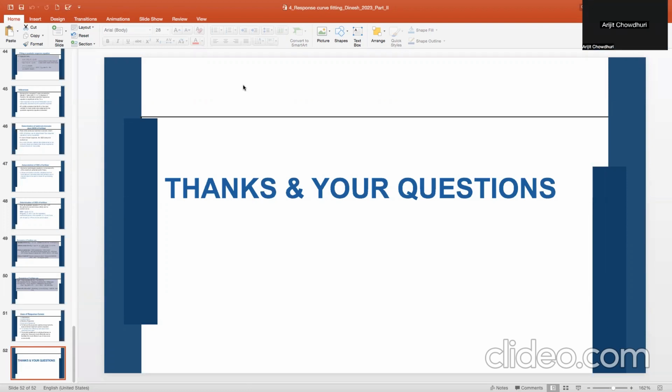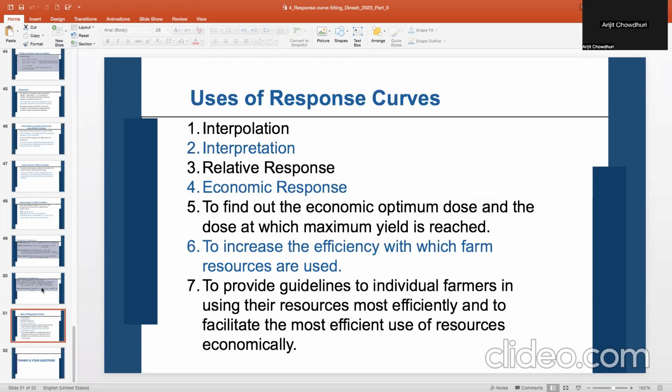Hello, sir. Yes. Sir, by this equation, how can we calculate the relative response of other fertilizers? Relative response, point number 3. Yes. See, relative response, what we can do, many times we can take two sources of the fertilizer.